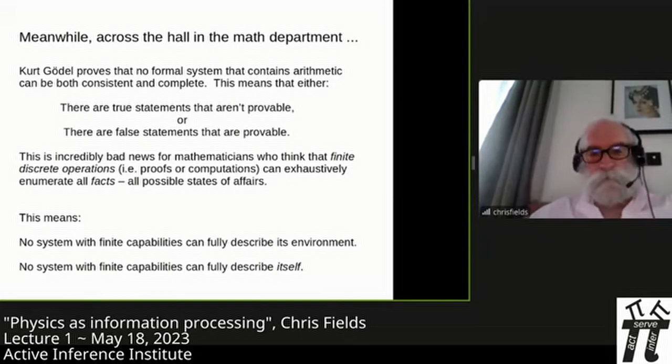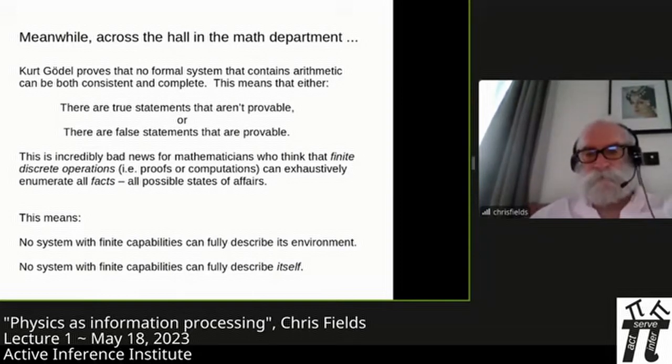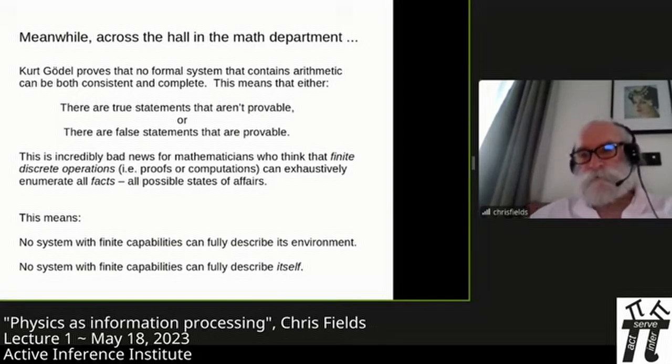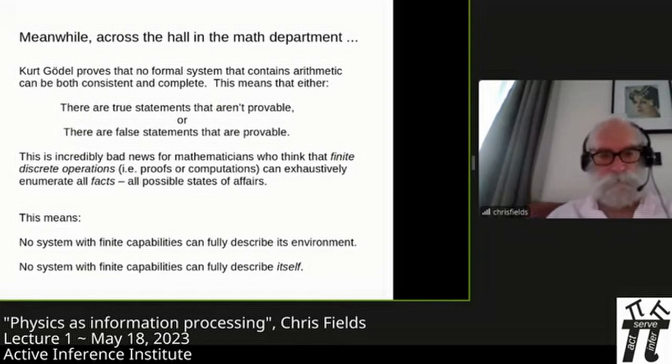So this was incredibly bad news for mathematicians who thought that finite discrete operations, which is what proofs are and also what computations are, can exhaustively enumerate the facts. And this was the assumption behind Wittgenstein's claim that the world is all that is the case. The world is a collection of facts. And optimistically, he thought that first order logic would allow us to enumerate all those facts and we'd be done. Dreams of a final theory again.